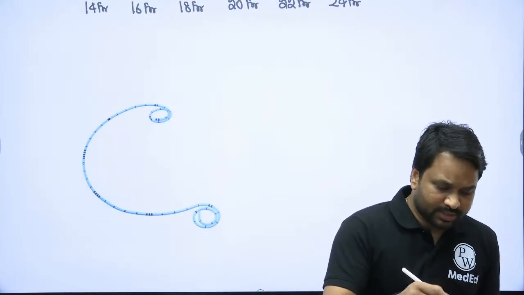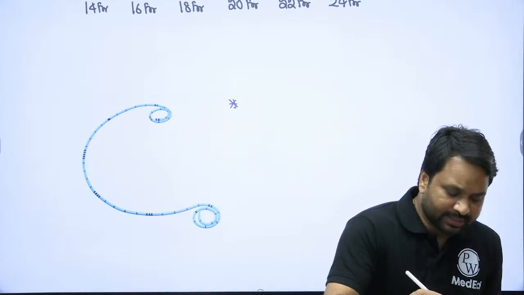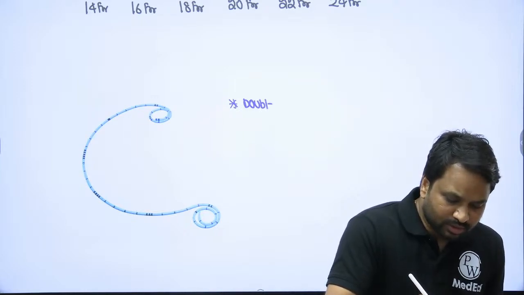Another spotter that you can see here is the DJ stent, or a double J.